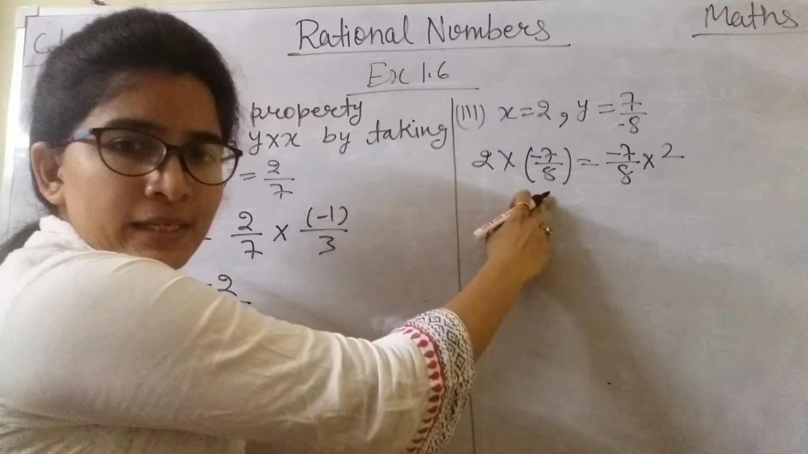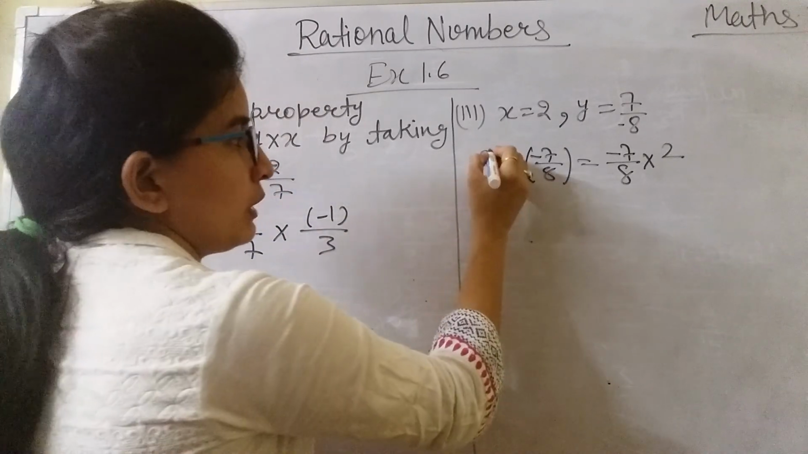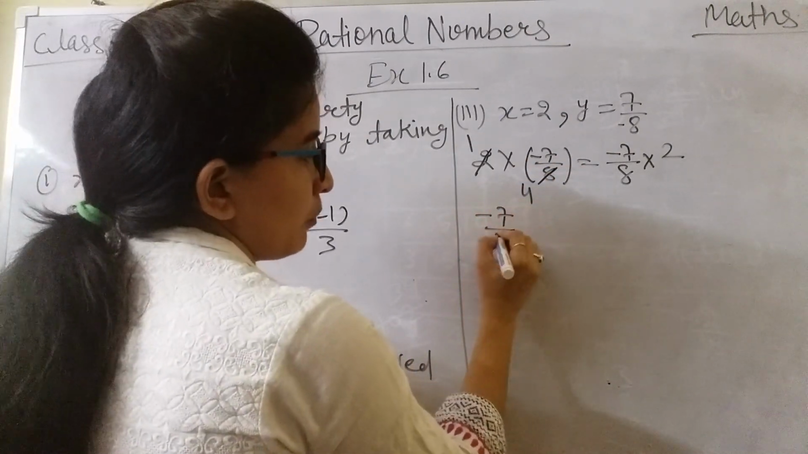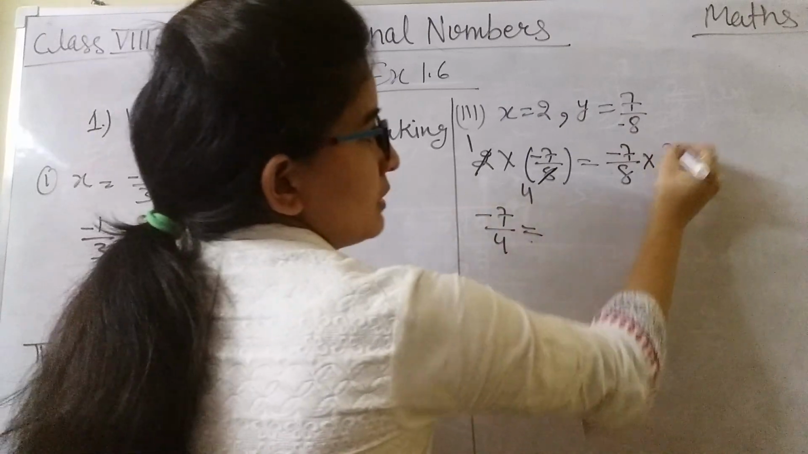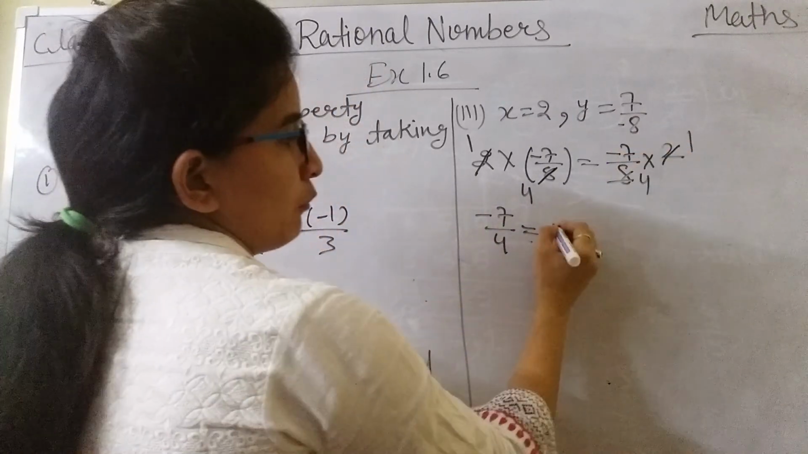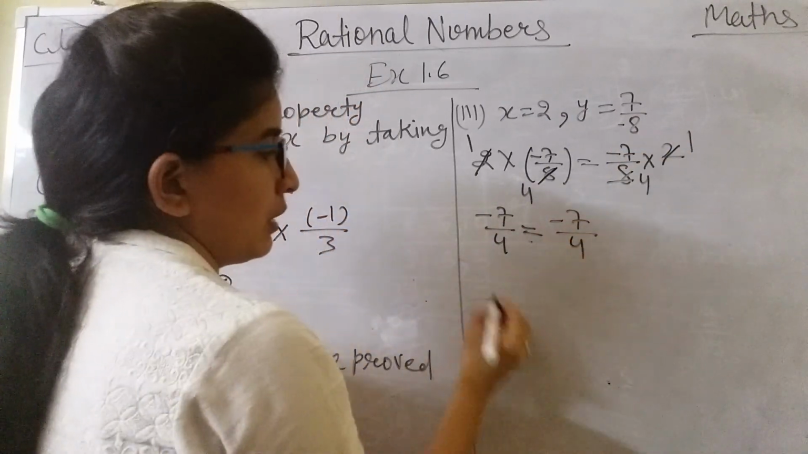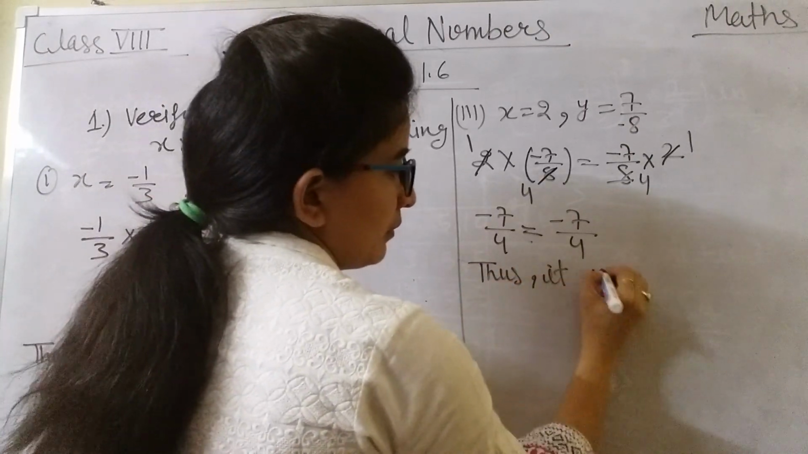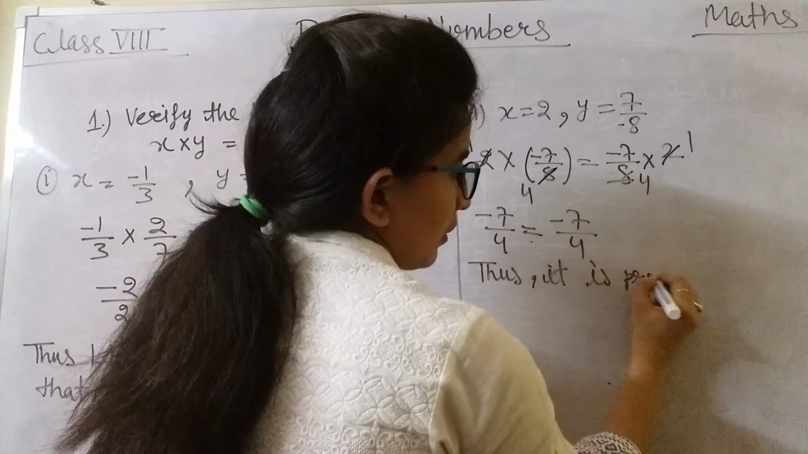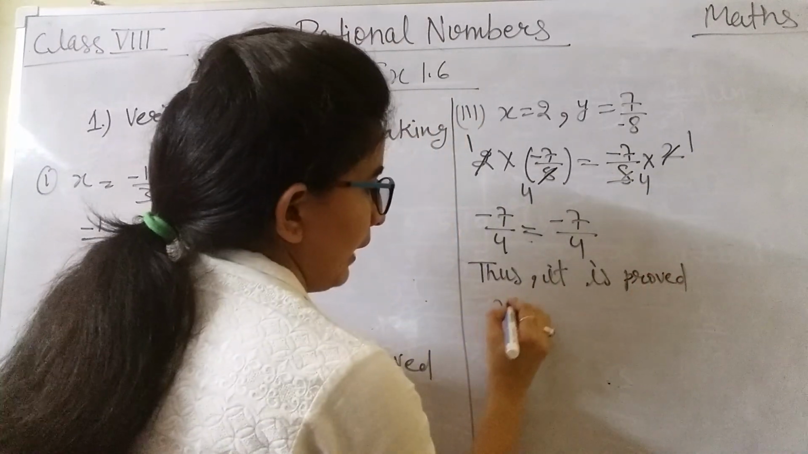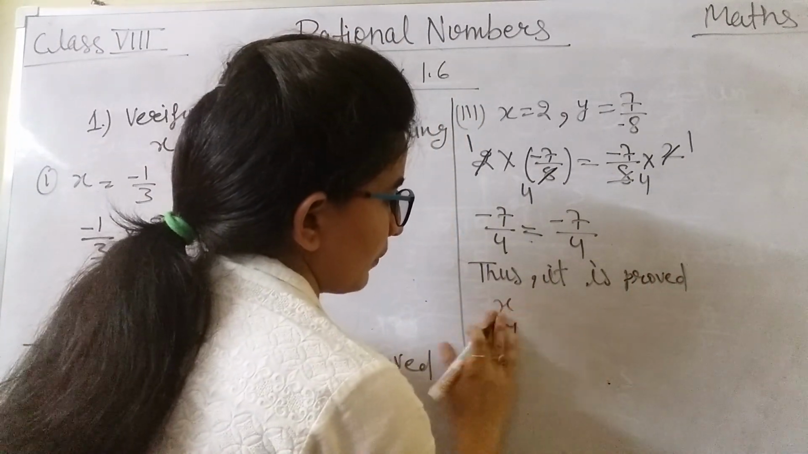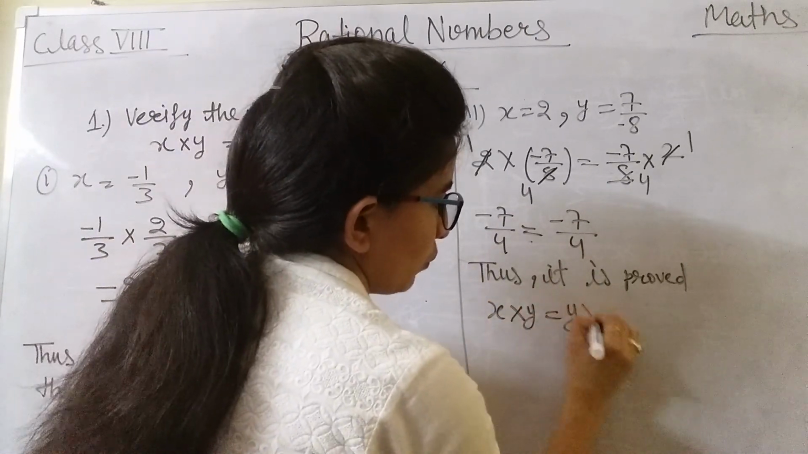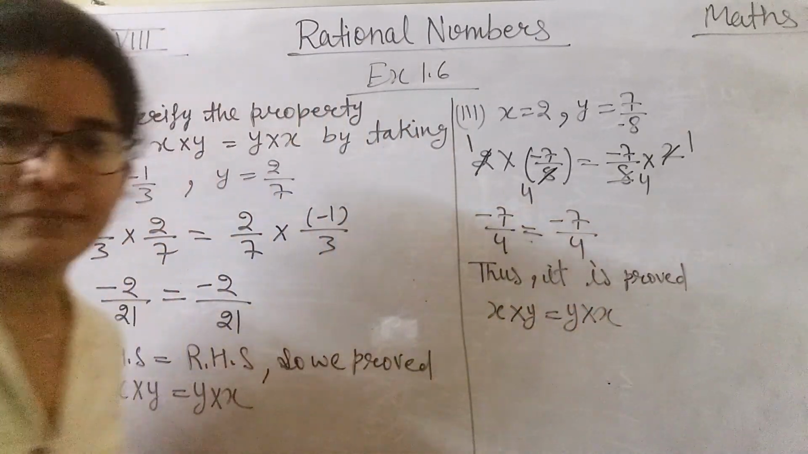So 2 and 8 are divisible by 2, so we will do it. 2 1s are 2, 2 4s are 8, so that would be 7/4, and 2 1s are 2, 2 4s are 8, that would be minus 7/4. Thus it is proved x into y is equal to y into x.